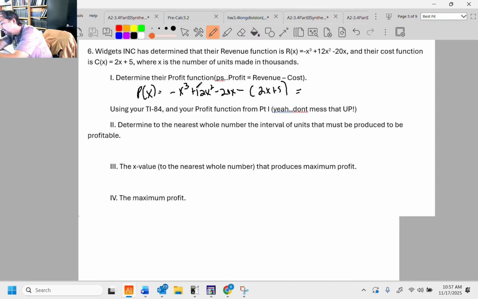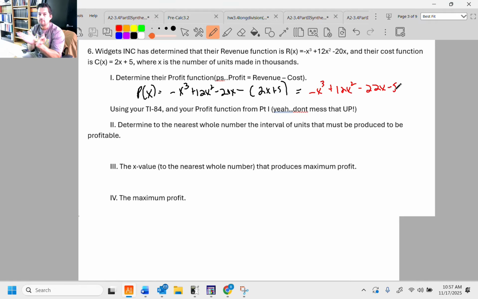So anywho, you got a negative x cubed. You have a plus 12x squared. And you don't need to mess this part up. A negative 20 minus 2 is negative 22x. And then we have the minus 5. You need to make sure that you get that part right, or you miss parts 2, 3, and 4. You do. It's just the way it is.